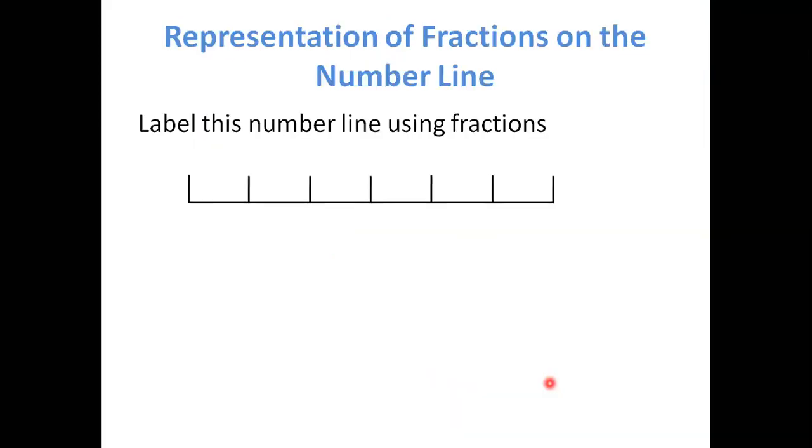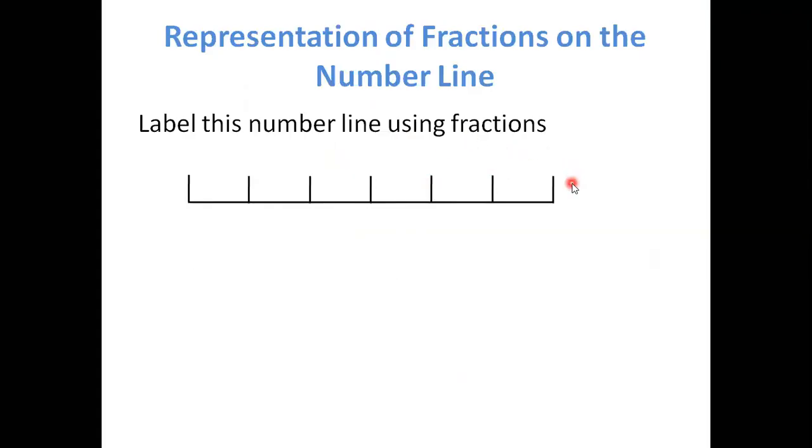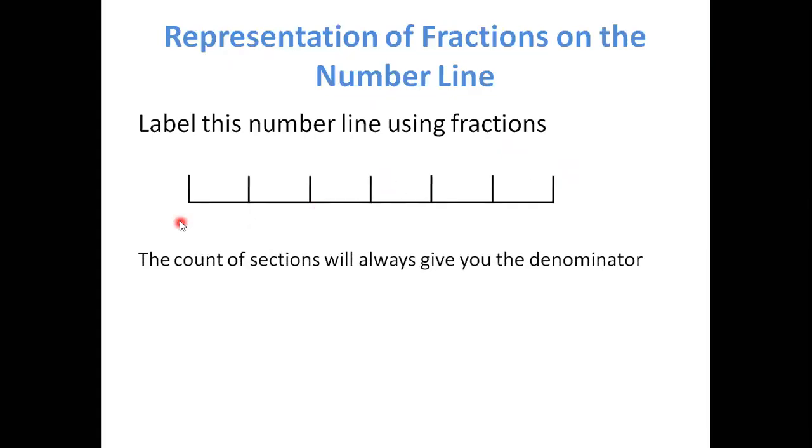Now we have a number line and we have to label it using fractions. First of all, we will find out the gaps or jumps of this number line. Let's count: 1, 2, 3, 4, 5, 6. So this number line has 6 sections or 6 gaps. What is this 6, in actual? This 6 is the denominator value for this number line. Keep in mind, all the gaps or sections of any number line will give you the value of the denominator.